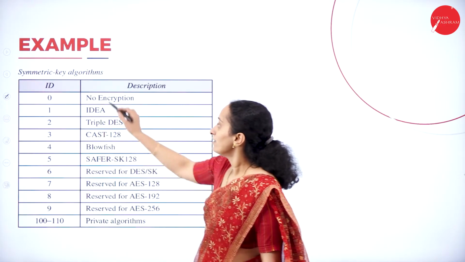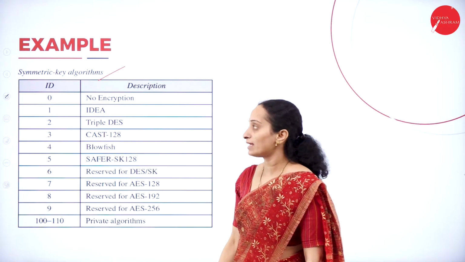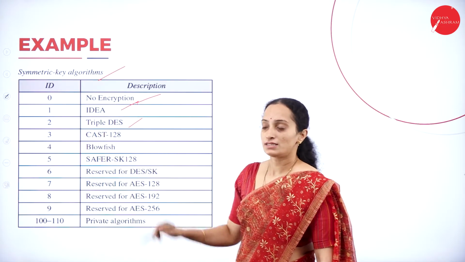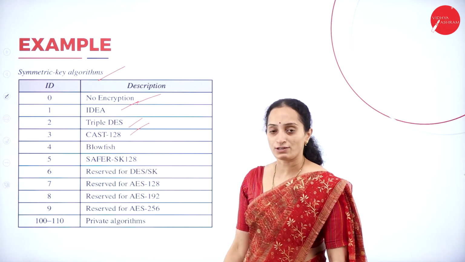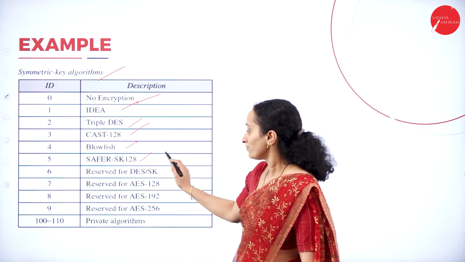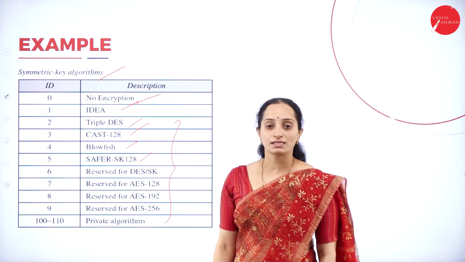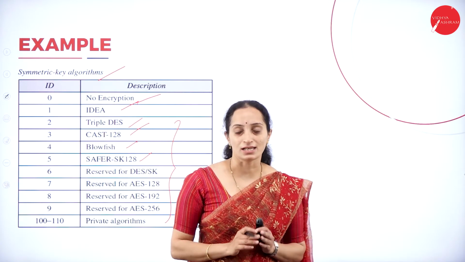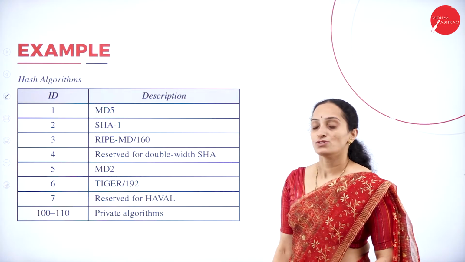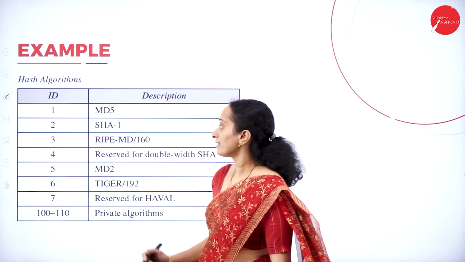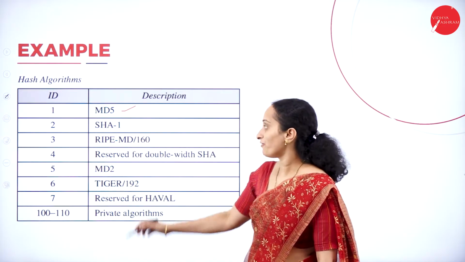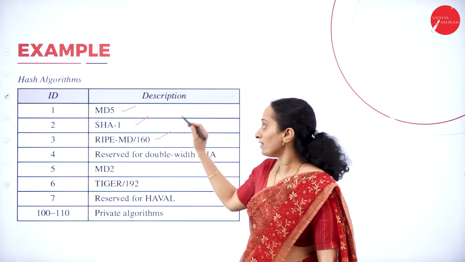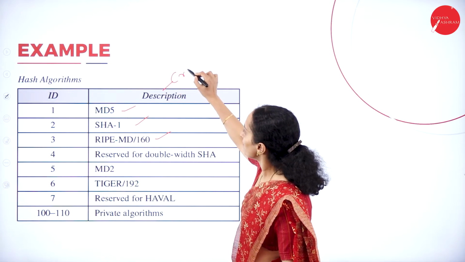Okay, here we have different symmetric key algorithms that can be used. There is no encryption, IDEA you can use, triple DES, CAST-128 you can use, Blowfish. So we have so many different symmetric key algorithms that can be used to encrypt a session key. Along with that, we have so many hash algorithms that can be used like MD5, SHA-1, RIPEMD-160. All these are used to create the message digest.